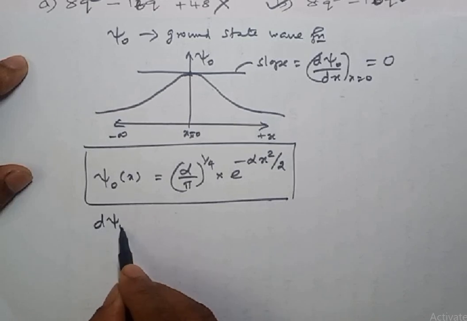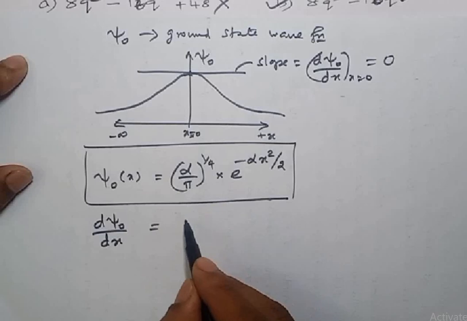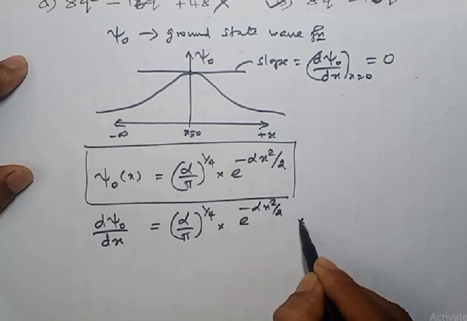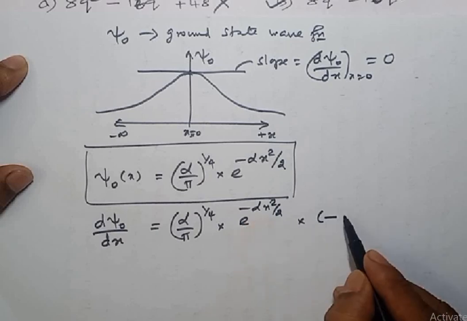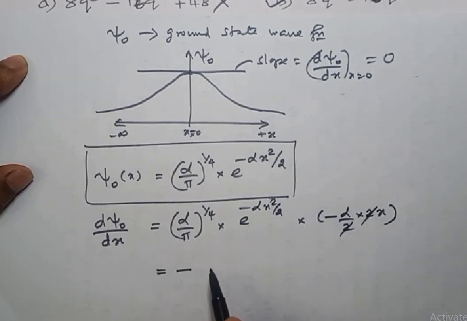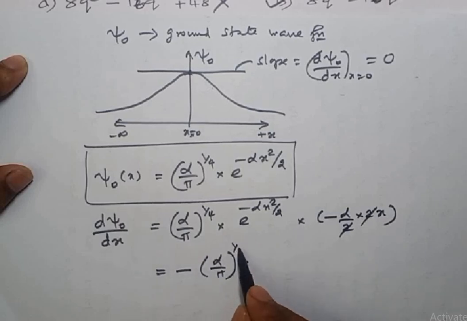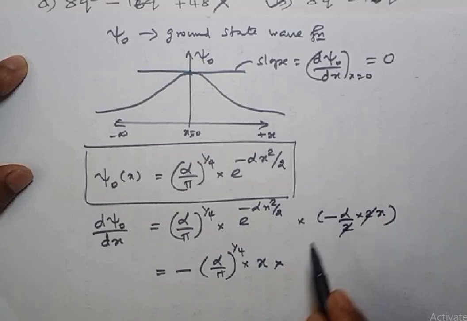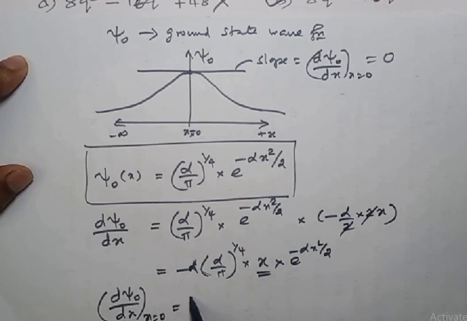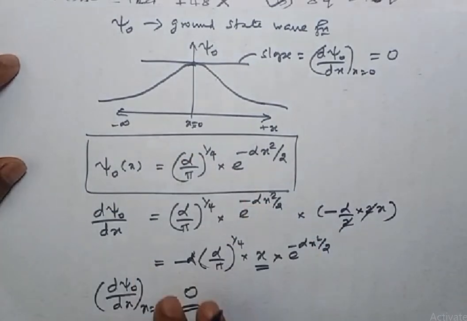If I differentiate, d psi naught by dx, first this is constant, keep it as such, (alpha by pi) whole power 1 by 4. If I differentiate the e power term, I will get the same thing, e power minus alpha x square by 2. Then keep alpha by 2 as such; if you differentiate x square, I will get 2x. The 2 cancels. So we get minus (alpha by pi) whole power 1 by 4 into alpha into x into e power minus alpha x square by 2. But we need to find d psi naught by dx at x equal to 0. If you put x equal to 0, the entire quantity becomes 0. So we can find the first derivative using this technique also.